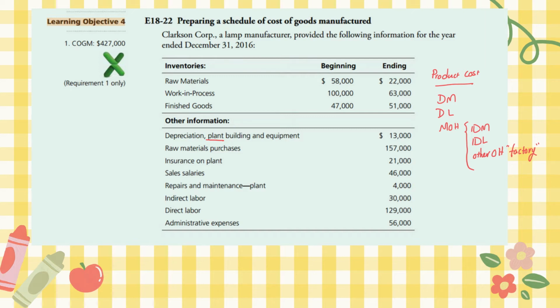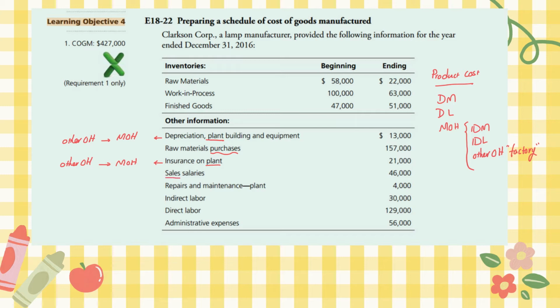Now, depreciation, plant, building and equipment. Since it's plant, it means factory, okay? So it's an expense related to the factory, so it's going to be other overhead, which is part of the manufacturing overhead. Raw materials purchases, I'm going to use it to find direct materials used. Insurance on plant, again a factory expense, so it's manufacturing overhead, other overhead. Any factory expense other than salaries or wages is going to be other overhead.